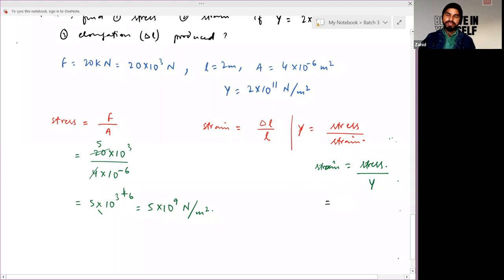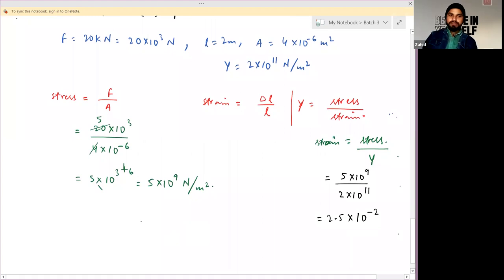So strain is equal to stress divided by Young's modulus. Stress we have calculated as 5 into 10 to the power 9. Young's modulus is 2 into 10 to the power 11. So 5 divided by 2 will be 2.5 into, if you move this denominator to the numerator, it will become 10 to the power minus 11. So 9 minus 11 will be minus 2, like this. Yusuf, just check your calculation.